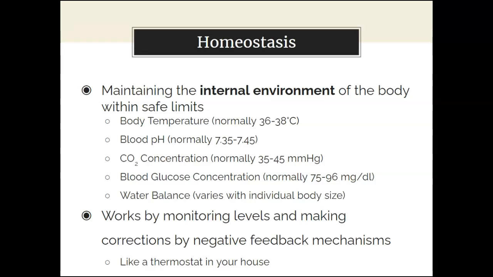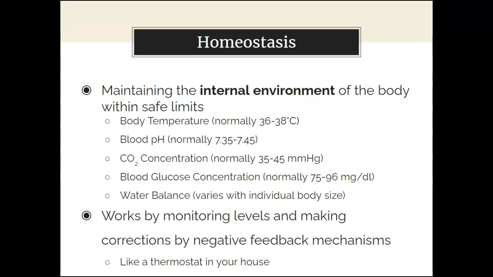Normal range. You do not want to go too far outside of this range that we have, because then enzymes don't work correctly, your metabolism is messed up, everything just isn't working the way that your body is designed to work. So there is a range that your body should stay in, and homeostasis is the process of maintaining that range. The way that homeostasis works is by monitoring levels and making corrections if the levels get too high or too low outside of that range.